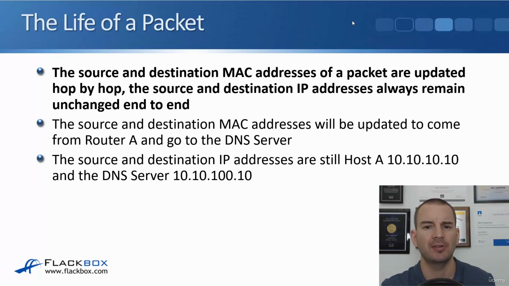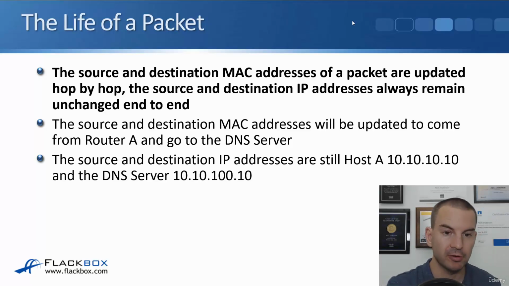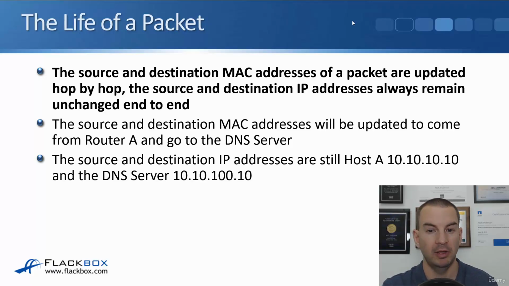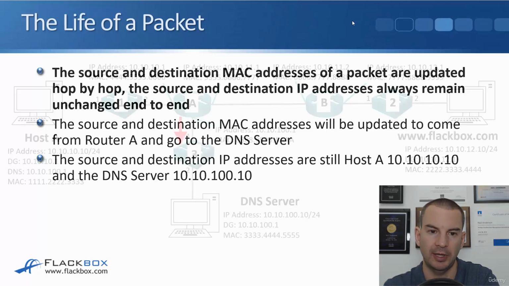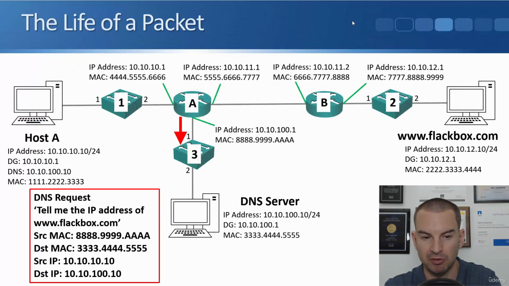Now, the source and destination MAC address of a packet are updated hop by hop, but the source and destination IP addresses always remain the same, end-to-end, unchanged from the original source to the final destination. The source and destination MAC addresses in our example will be updated to come from router A and go to the DNS server for this DNS request. The source and destination IP addresses are still host A at 10.10.10.10 and the DNS server is the destination at 10.10.100.10. So there goes the DNS request.